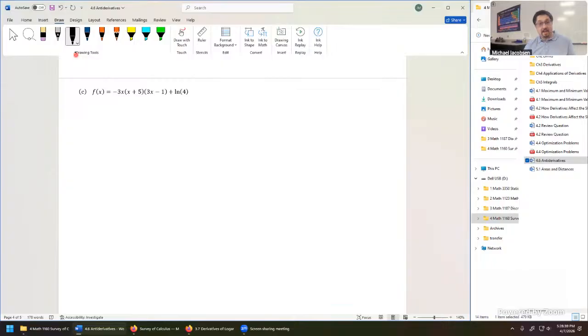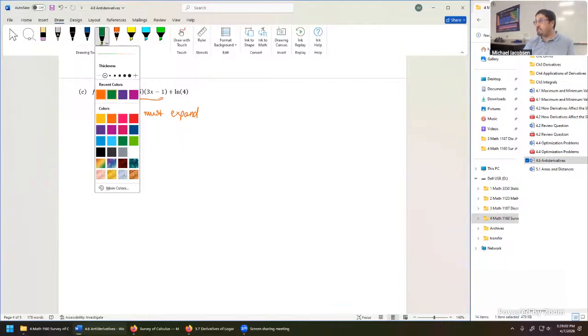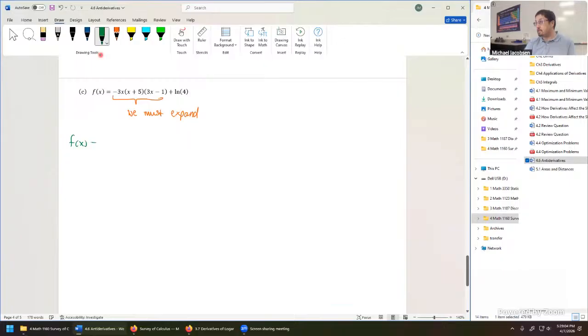So this one is probably not as tricky as the very last one we got through with all the problems with the exponents. But it is tricky in the sense that now everything is being multiplied except the plus natural log 4. We must expand all of this first. So f of x, to start out, I'll FOIL out the x plus 5 times 3x minus 1. When we FOIL, we're getting 3x squared minus x plus 15x minus 5.